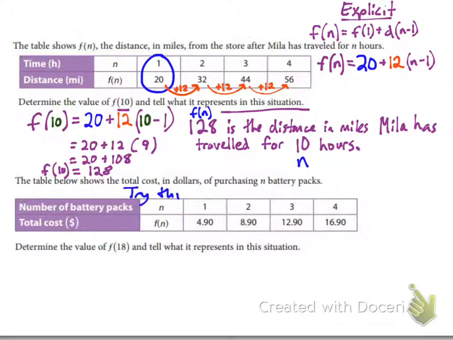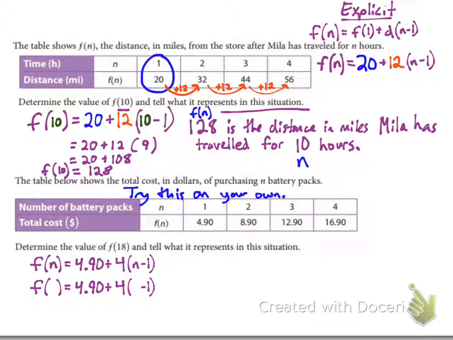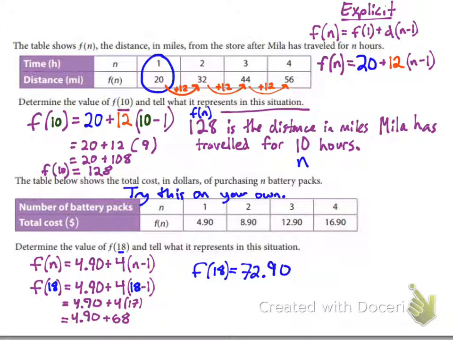All right, I want you to try this last one on your own. Once you're done, you can hit play and you can see what the answers are. Hopefully that's the formula you got. And then I've replaced the n's with 18 to find f of 18. We solve it. And that is f of 18. Lastly, what does it represent? 18 battery packs costs $72.90.